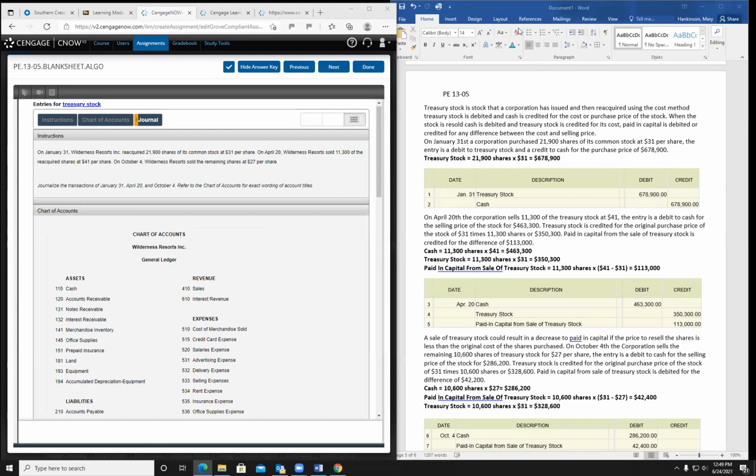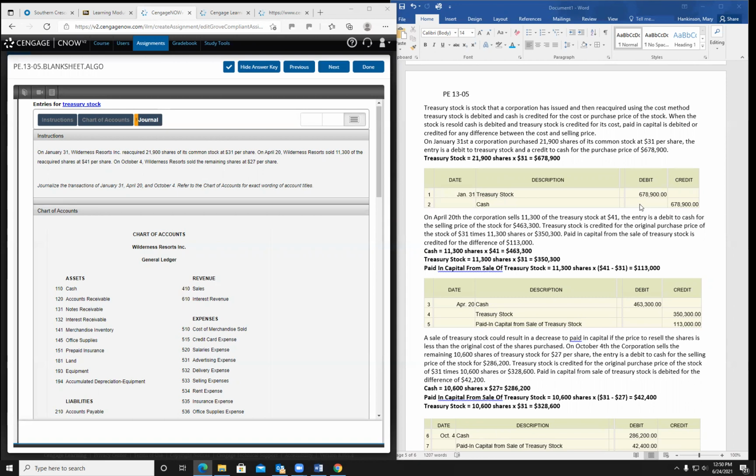So if we look here on January 31st, Wilderness Resorts acquired 21,900 shares of its common stock at $31 per share. This is what the entry will look like for the January 31st transaction. The first thing you do is determine what the treasury stock value is. You're going to take the total number of shares, 21,900, times the $31 per share price. Here we're buying back the stock, so we're going to record it as a debit to our treasury stock and decrease our cash.